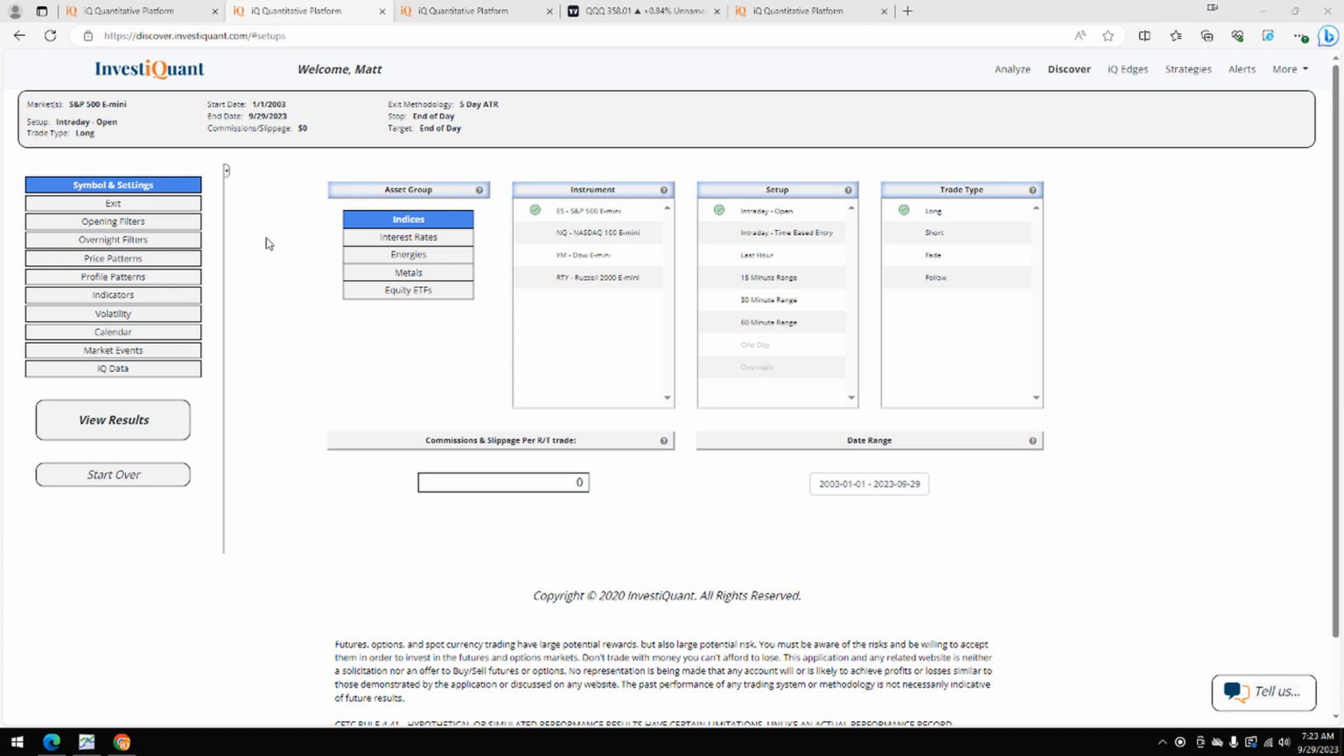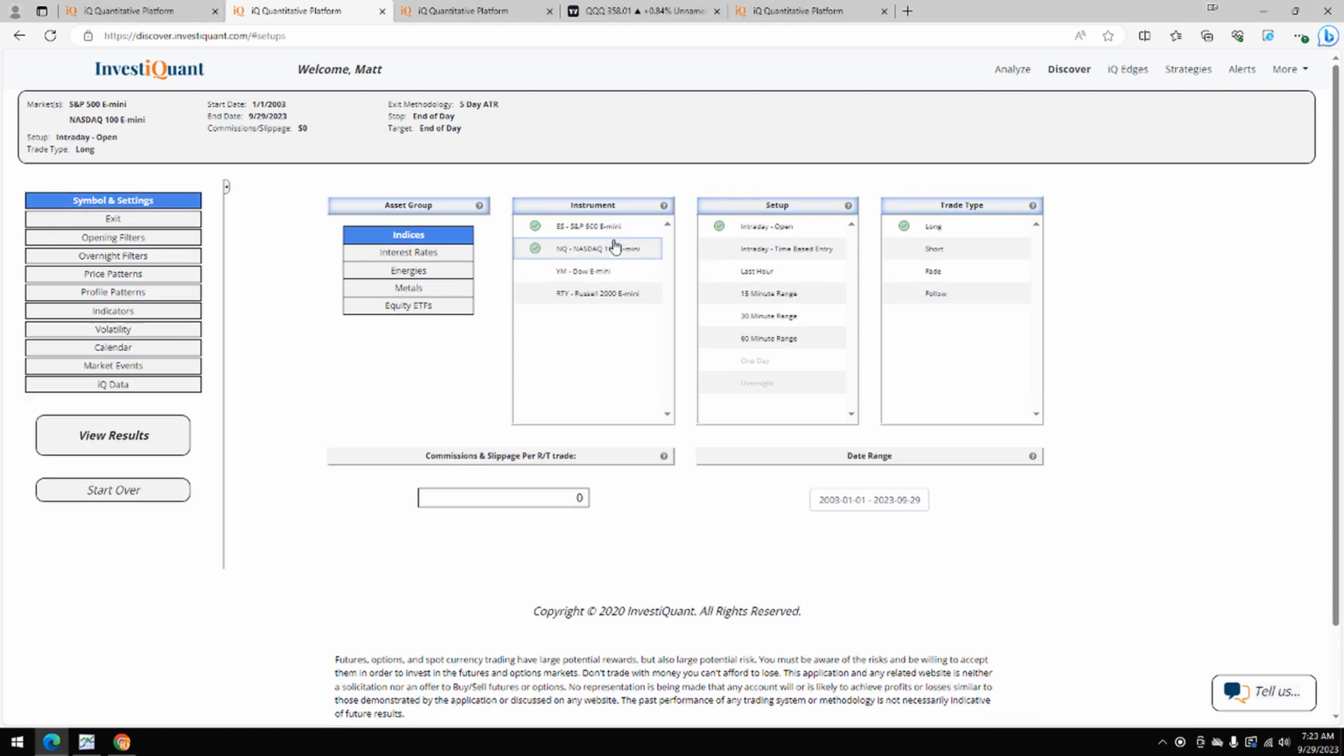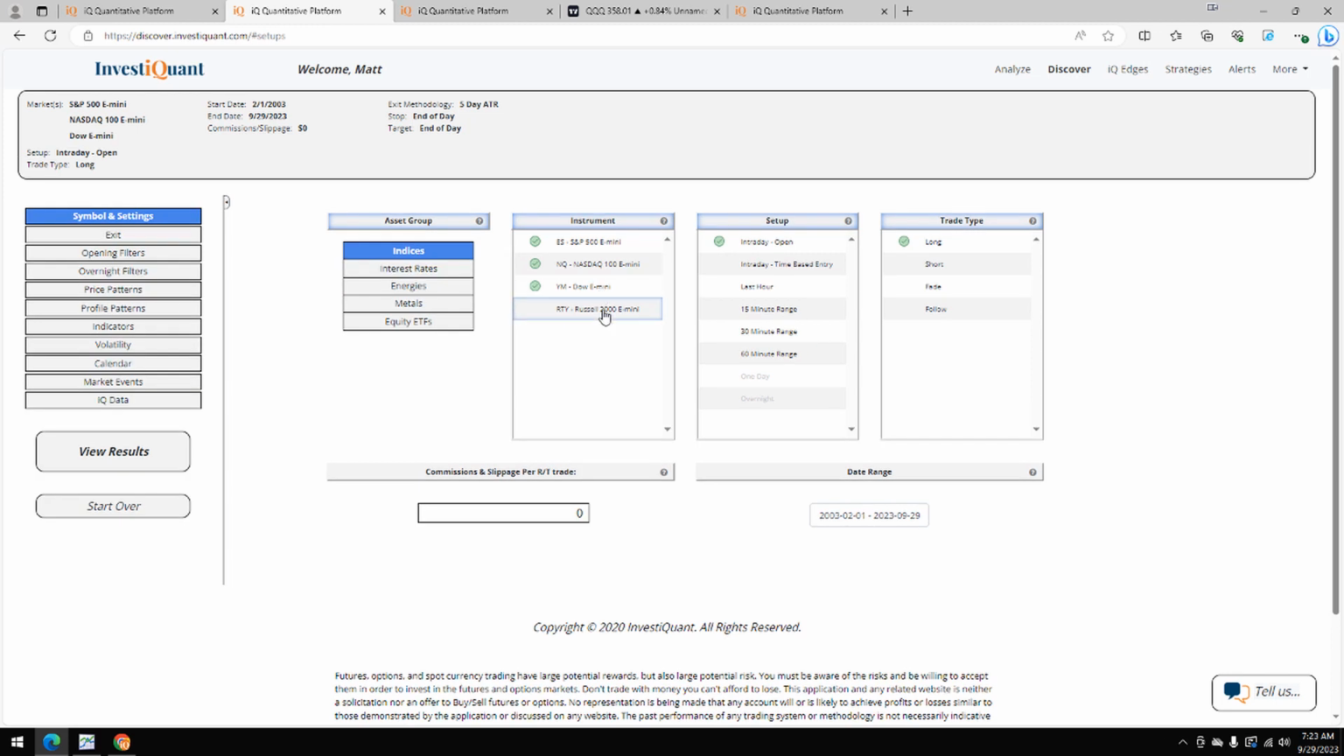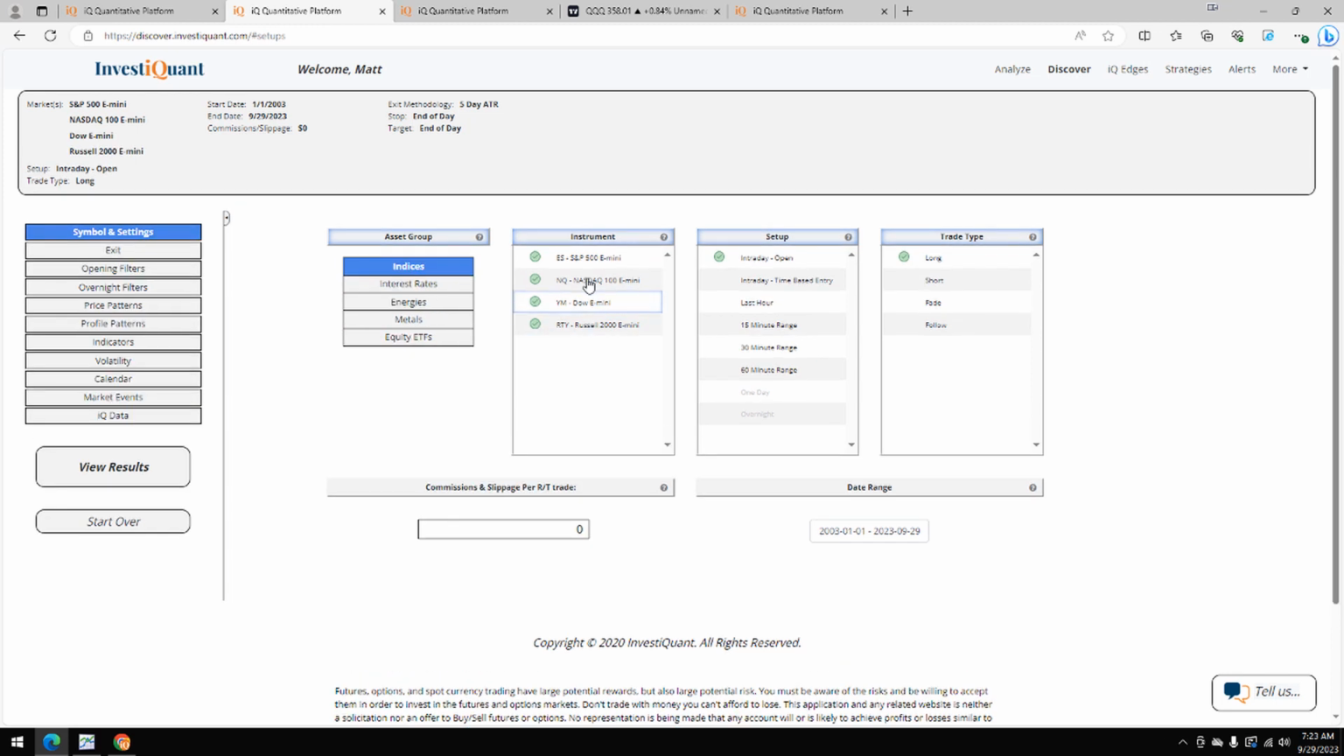Today is Friday, September 29, 2023. Today is the last trading day of the month. So we're going to take a look at a study based upon that day. Let me go ahead and get this set up.